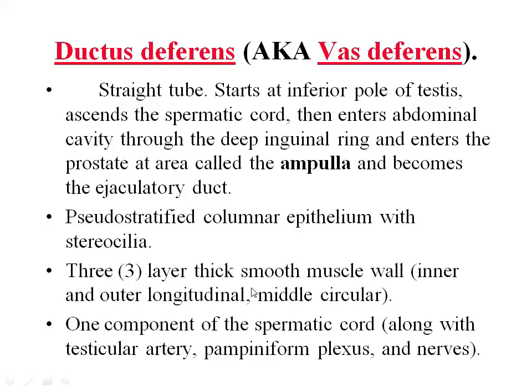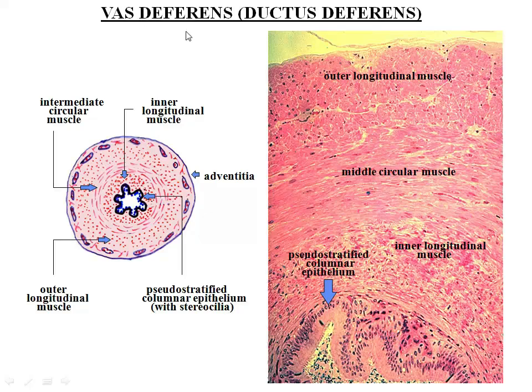There are three layers, and a thick smooth muscle wall is there. As we advance from the epididymis to the ductus deferens, you will find that the muscular layer goes on increasing to increase the propulsion function in that duct. It is one component of the spermatic cord, along with the testicular artery, pampiniform plexus, and nerves. Nerves innervate this duct, which helps in the functioning of the ejaculatory duct.